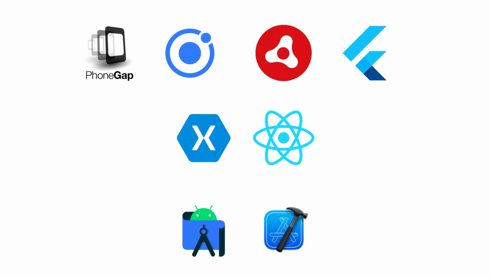We call these the cross-platform development toolkits, everything from PhoneGap, Ionic, Adobe Air, Flutter, Xamarin, React Native, to name a few. On the other side of the aisle, we have native development toolkits such as the Android SDK and the iOS SDK.